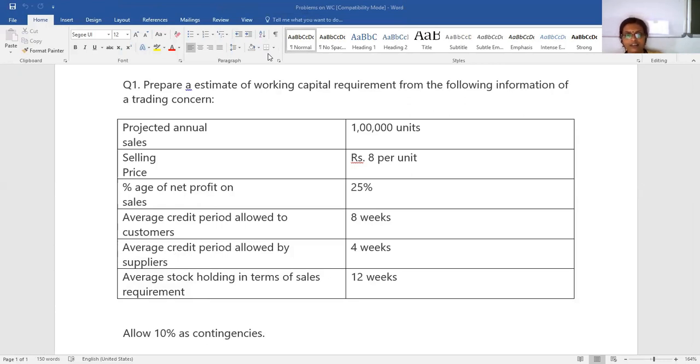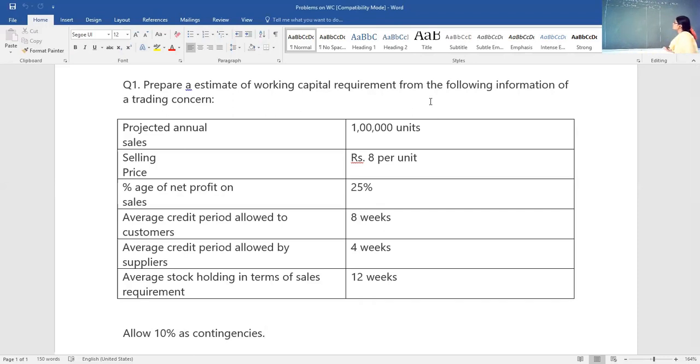So give the heading. Give the heading. Statement of estimated working capital. Particulars and an amount column.